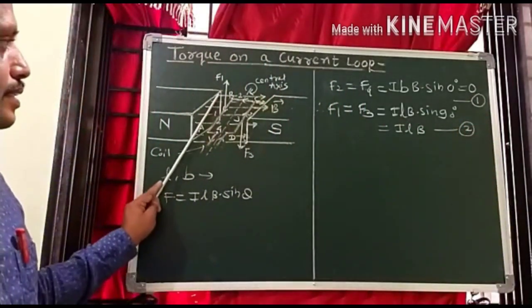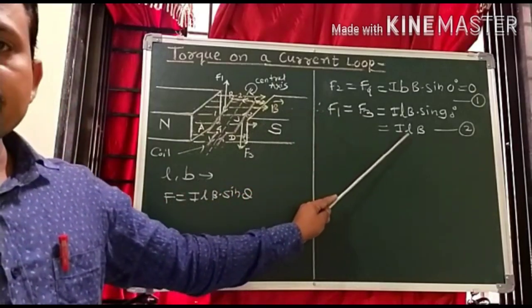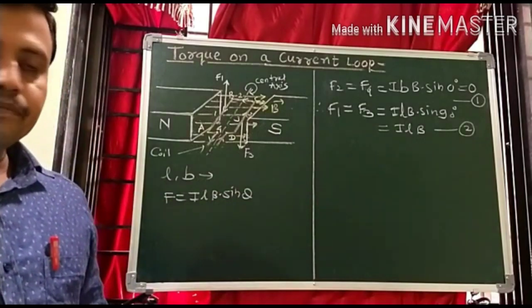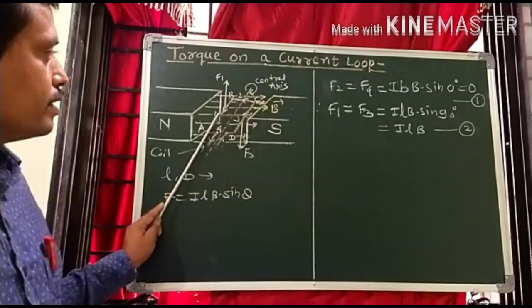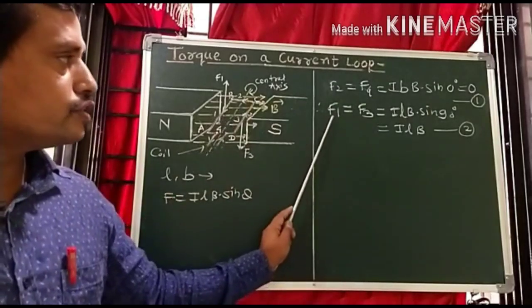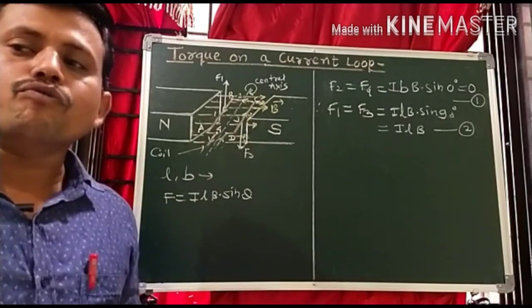Forces acting on the sides AB and CD are equal in magnitude, which is equal to ILB. But their directions are different because the directions of the current are different through AB and CD. Therefore, the directions of F1 and F3 are determined by using the right hand rule.